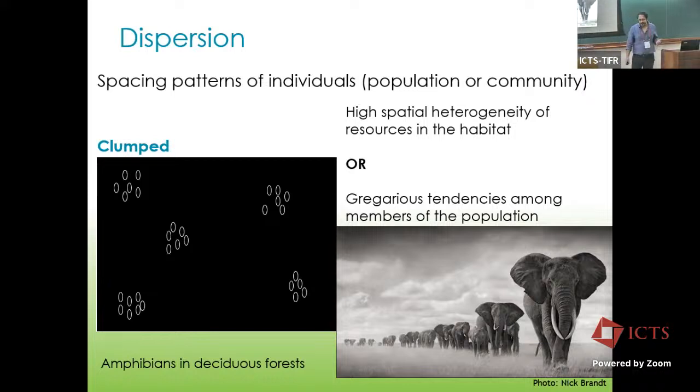And where does this happen? Typically, if you have gregarious species like elephants that tend to be social and tend to come together, or if you have highly clumped resources. So the resources that a particular set of species or individuals in a population are looking for are very clumped. Then automatically you would expect that the animals will also be spacing themselves around those resources. So for example, amphibians in deciduous forests might be clumped towards water bodies, streams, other such areas that are not evenly distributed throughout the habitat, but in certain places.